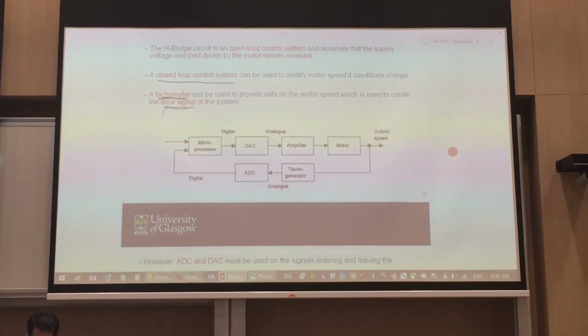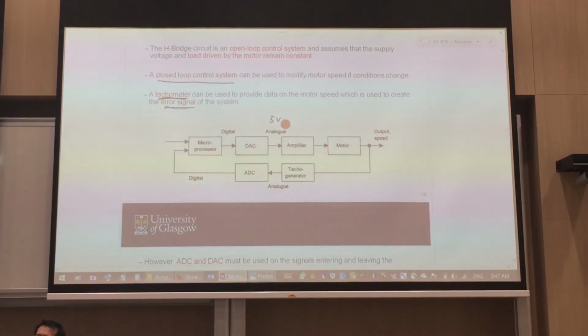Let's have a look at this. You have your microprocessor, which is giving off a digital signal. In order for your digital signal to be read by the motor, you need to convert that digital signal to an analog signal. To do so, you need a DAC, the digital to analog converter. Normally your motor cannot be driven directly by your microprocessor, because this signal over here is maximum about 5 volts or so coming from, say, an Arduino. Your Arduino will send off a maximum of 5 volts.